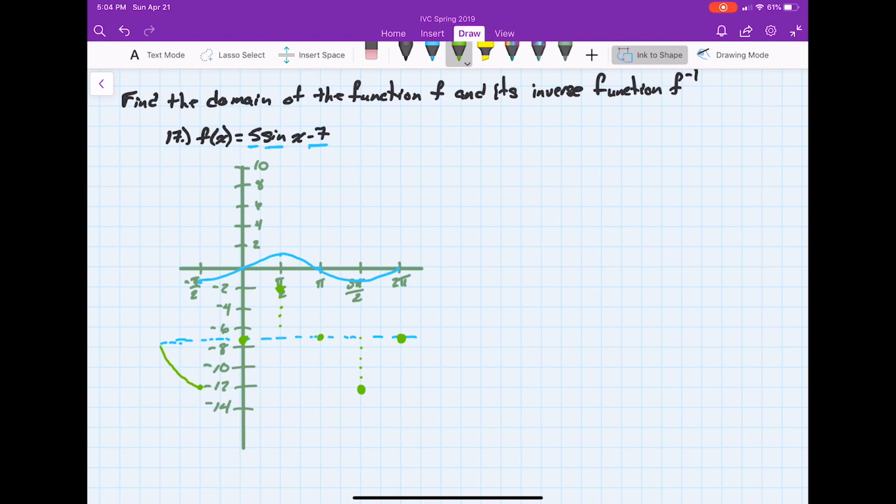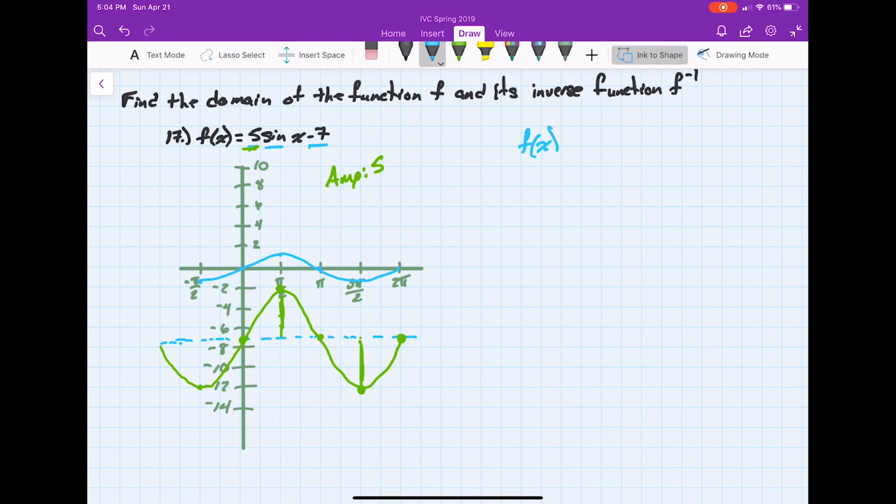I'll just draw what this would actually look like. Because I feel like this rough sketch kind of helps us figure out what the domain and the range is. So you see our amp was 5 here, so that's why we got 5 up and 5 down from our new axis of symmetry, which was at -7 because of the x minus 7. So let's write the domain and the range of f of x.